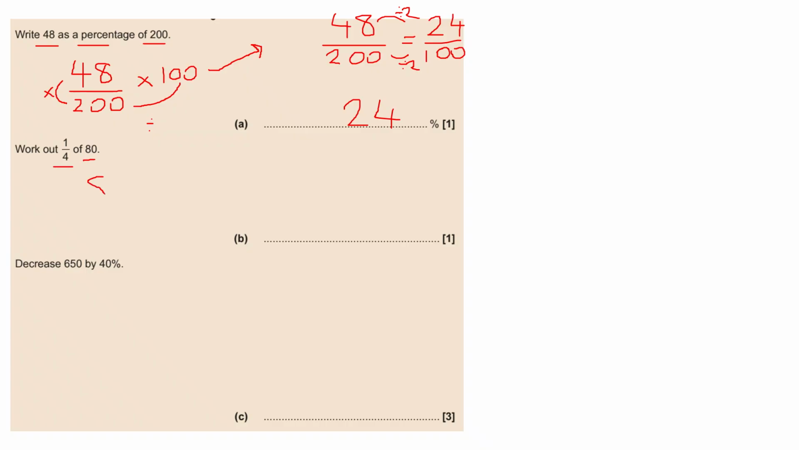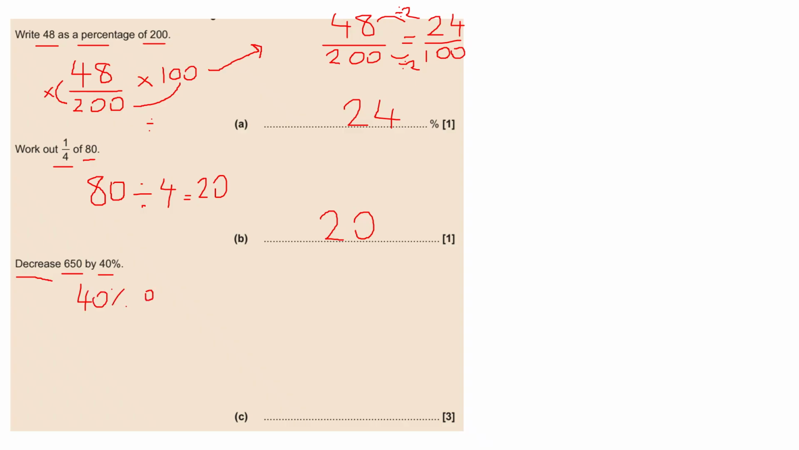To work out a quarter of something, we split it into 4 equal pieces. So we do 80 divided by 4, which is 20. Next up, decrease 650 by 40%. Now there's a couple of different ways to tackle this problem. One way is to work out 40% of 650 and then take it away.